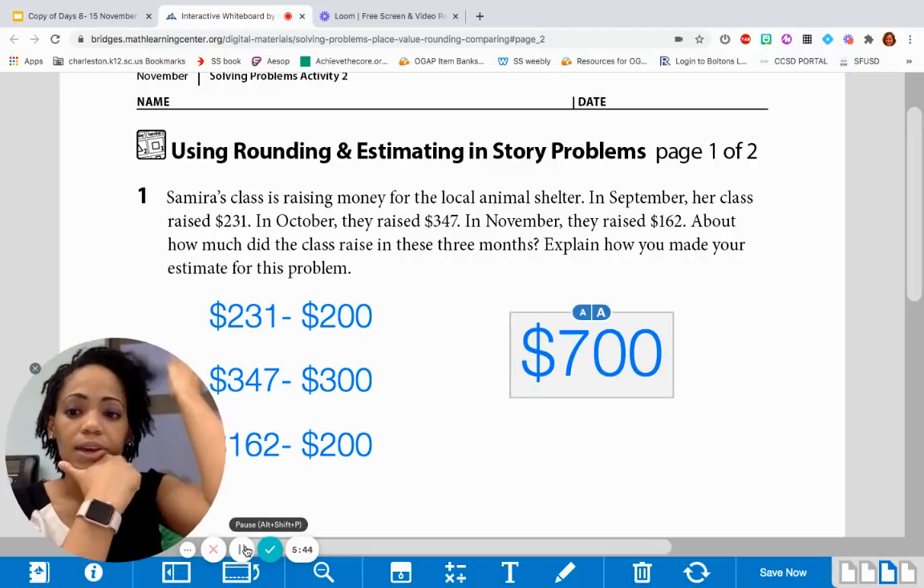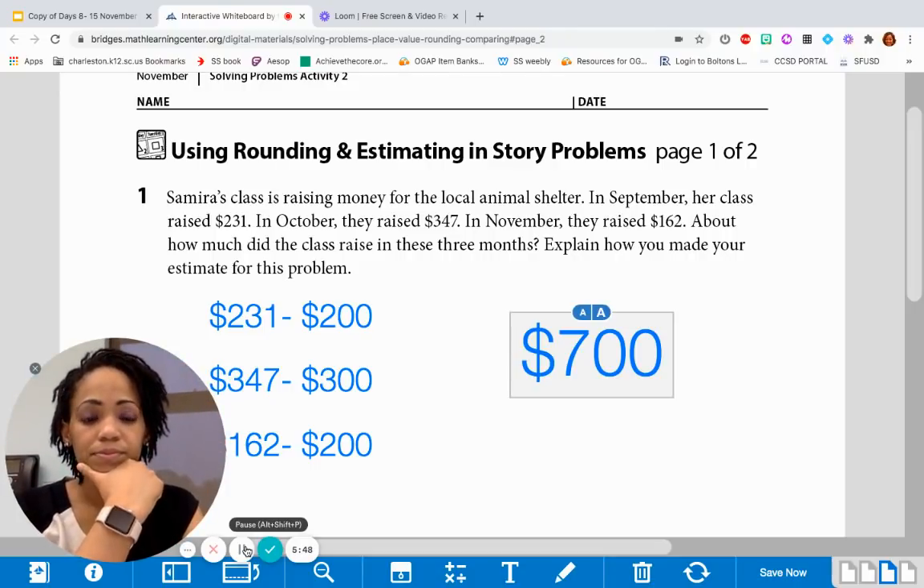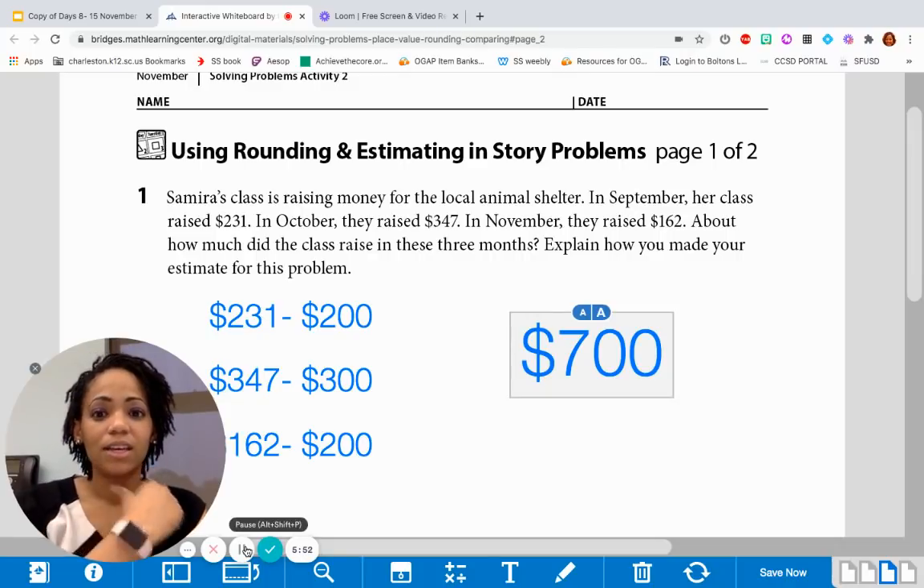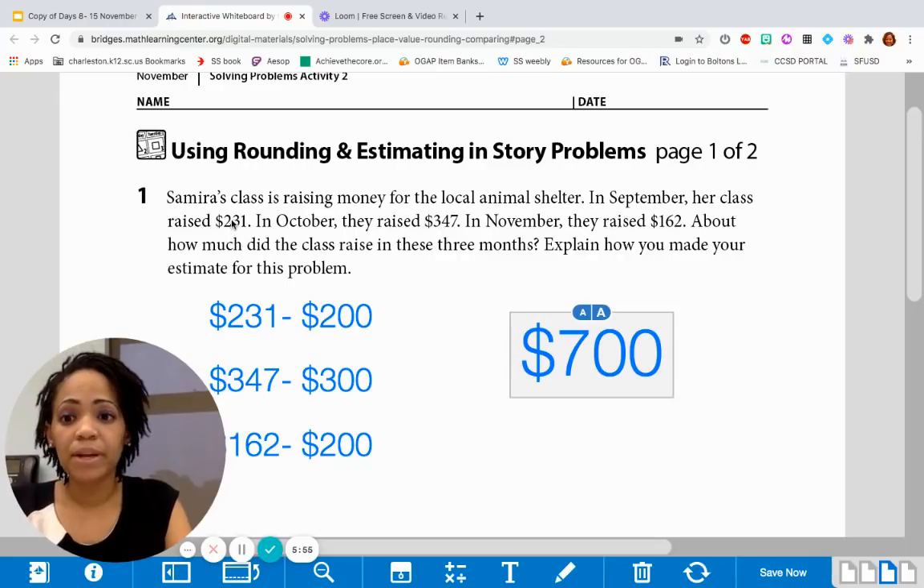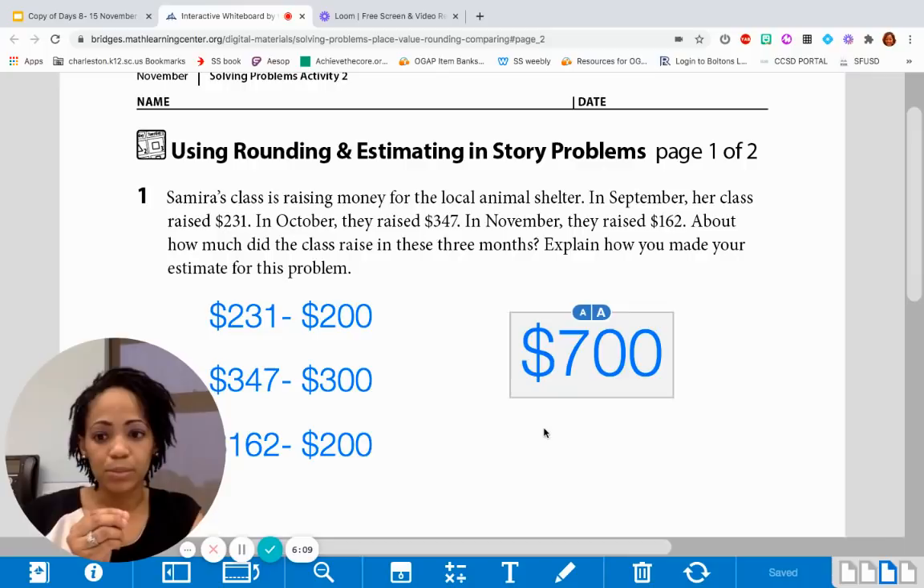Do you think that 700 is a reasonable estimate for this problem? I think so, because if we were to add the hundreds, 200 plus 300 is 500, plus another 100 is 600, and then we have 62 and 31, that's close to 100, plus a little bit more. So about 700 would definitely be reasonable.